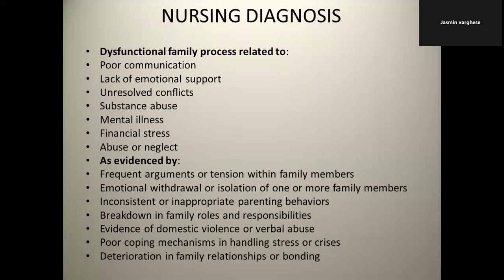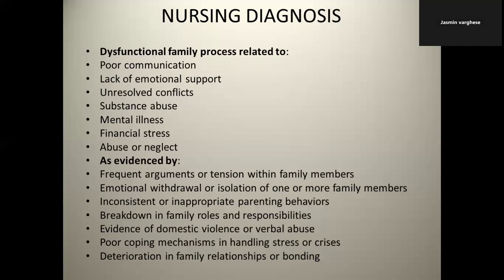That you have to find out from the case sheet, or from the patient or the family, as evidenced by frequent arguments or tension within the family members, emotional withdrawal or isolation of one or more family members, inconsistent or inappropriate parenting behavior, breakdown in family roles and responsibilities, evidence of domestic violence or verbal abuse, poor coping mechanisms in handling stress or crisis, or deterioration in family relationships or bonding.